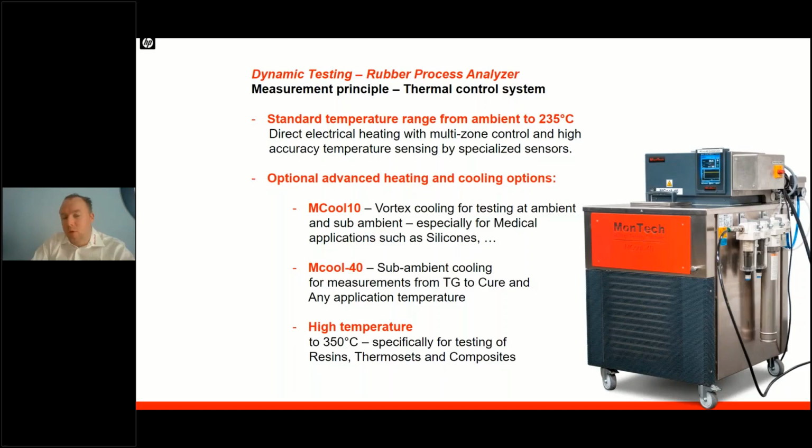And then we have our MCOOL 40, which you can see here on the right, which is our chiller system for sub-ambient cooling down to minus 40 degrees, reaching almost glass transition temperature for several polymers. As well as also we offer high temperature options for the resins, prepregs, thermosets, and composites up to 350 degrees C.